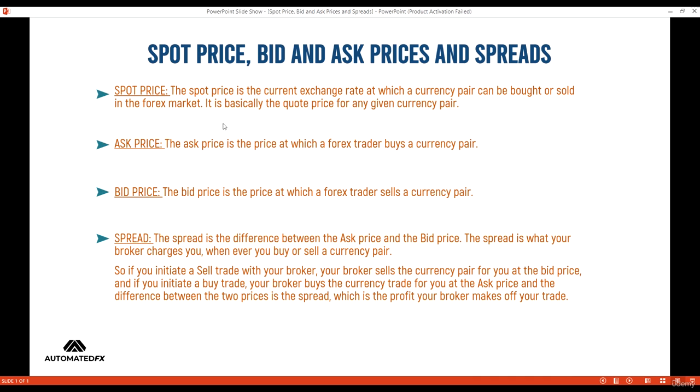So that's it for the price terminologies: the spot price, the ask price, the bid price, and the spread. In our next video, we're going to be looking at even more terminologies.